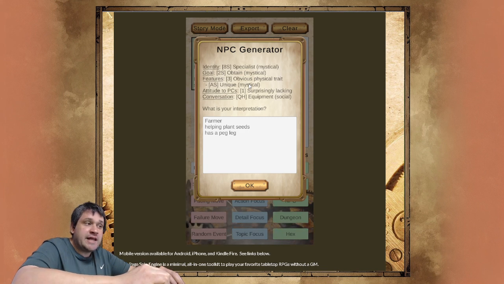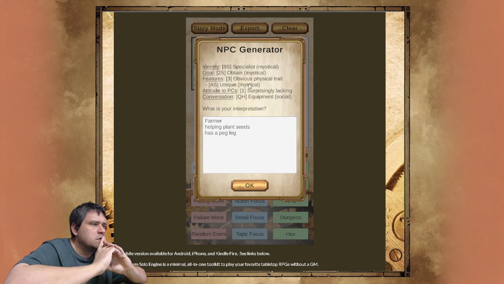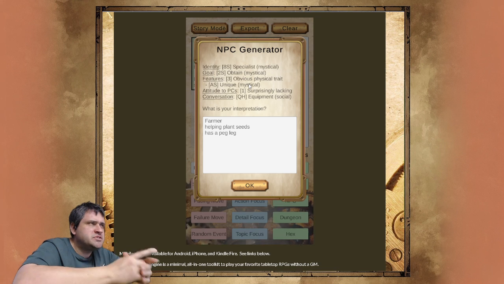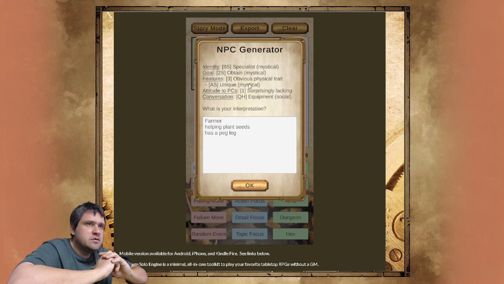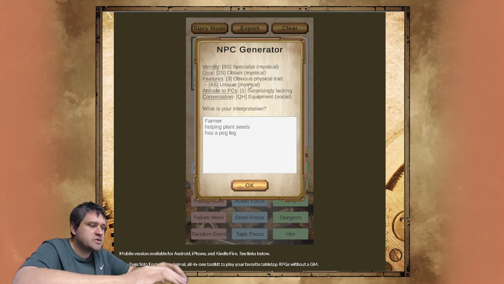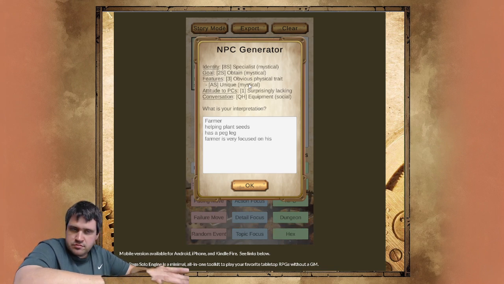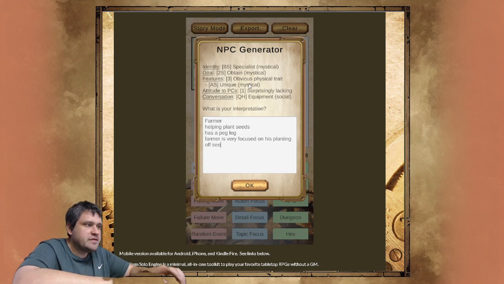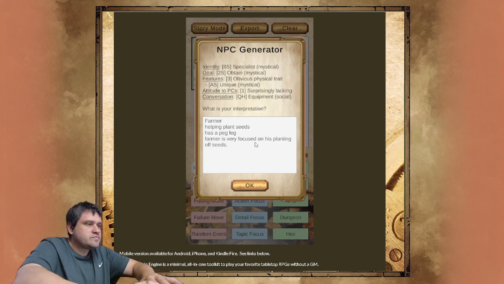Attitude to PC surprisingly lacking. So the farmer's attitude towards us is surprisingly lacking. Maybe because he's not too worried about us. So the farmer is very focused on his planting of seeds. So I'll do period here, period here, period here.